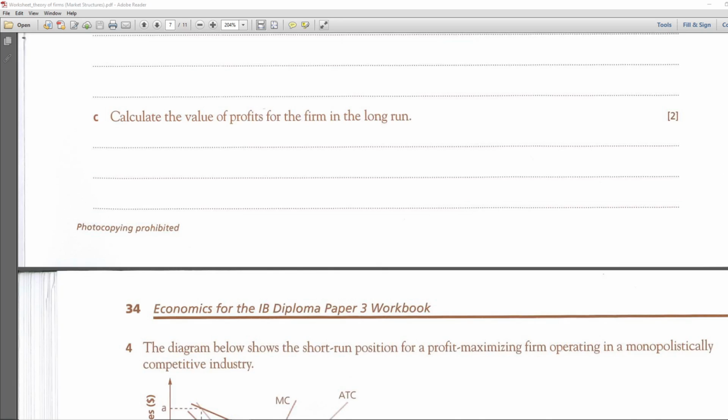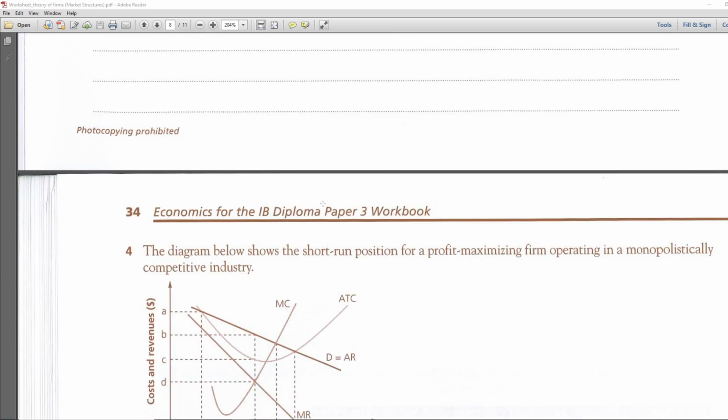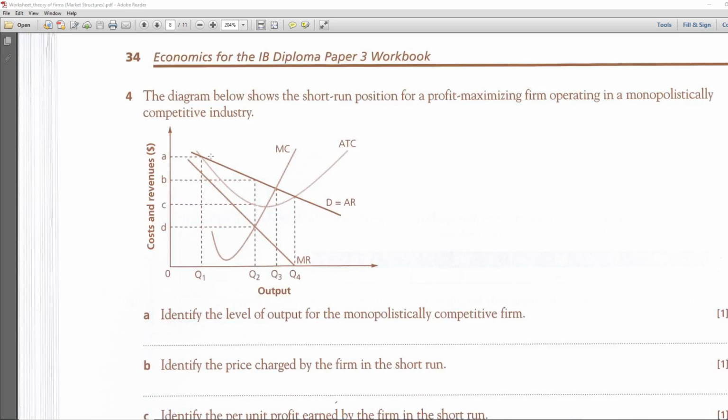So just remember this when you are answering the question, try to explain it completely. That's the complete flow of how you explain why in the long run the monopolistic competitive firms are going to have a normal profit. Because other firms are sharing the market share, the demand for your goods is being reduced. So that's question C. So let's go to number four, very quickly.